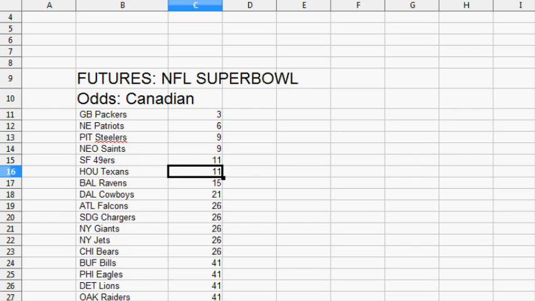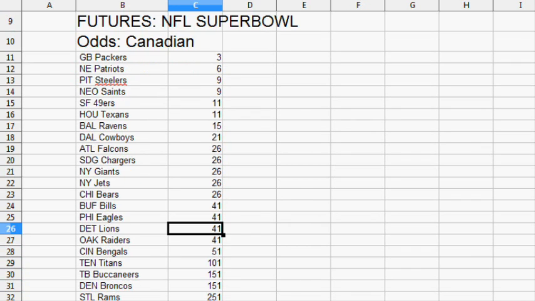San Francisco 11-1. Houston. Oh, I don't like Houston anymore. If there's any way you could short it, well, Houston's not going to win. I don't think anyway. Baltimore, no. Dallas at 21. I think it's worth a small shot. Atlanta 26, no. San Diego, no. Giants at 26, I think is worth a shot. Jets, no. Chicago, oh. I'd like it at 34 or 35 maybe. Buffalo, not anymore. Philly, that's a terrible price. Detroit is paying the same as Philadelphia. That is just too funny. I think Philly's 3-6 right now. They're terrible. If I could short that, that'd be so easy.